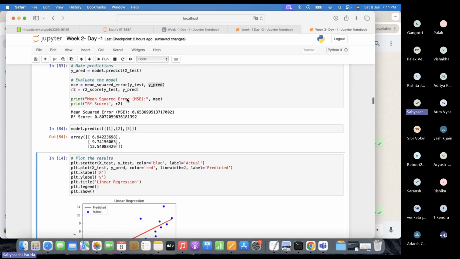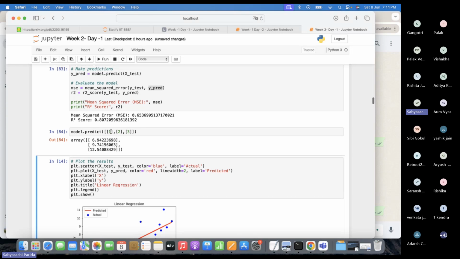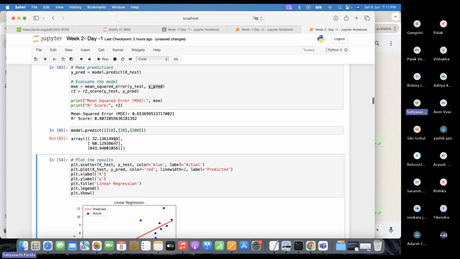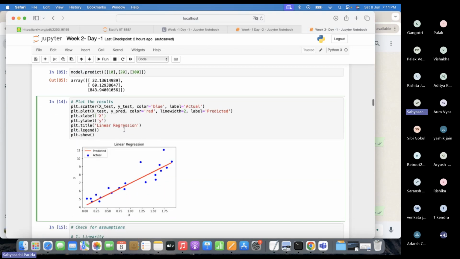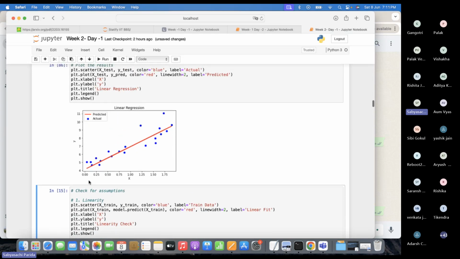Suppose I have got my samples, right? So these are the x's. Suppose my x is 1, 2, and 3. So for each of these, what would be my y's? Or say 10, 20, and 300. There is a linear relationship between the x and the y. So when x is 10, y is 32, 20 is 60, similarly 300 is 843. And I can plot the results as well. So if I plot this, this is the line which I am getting.